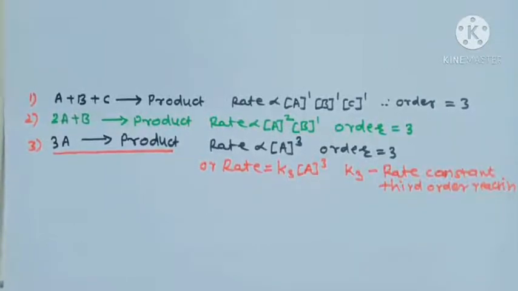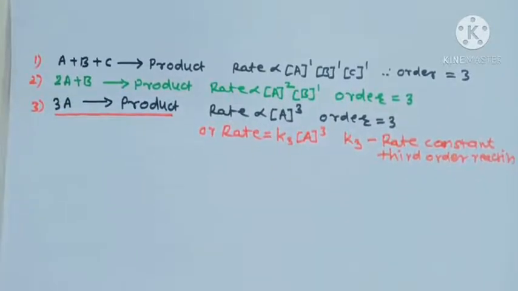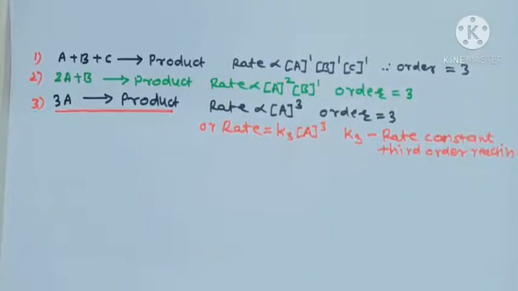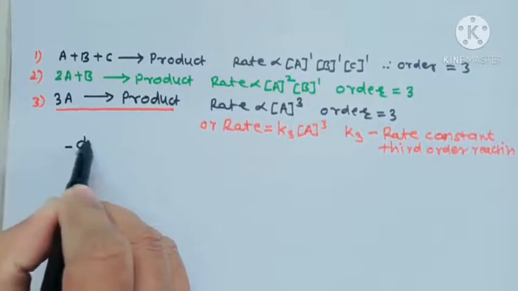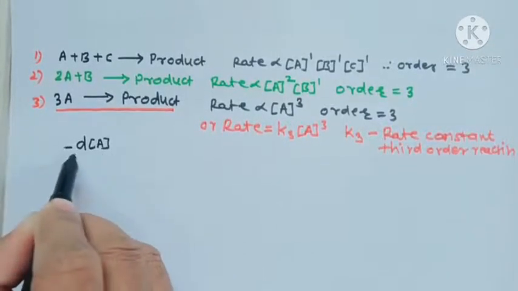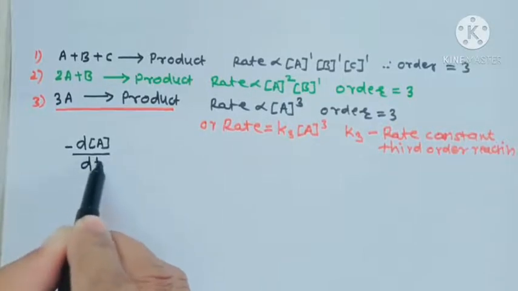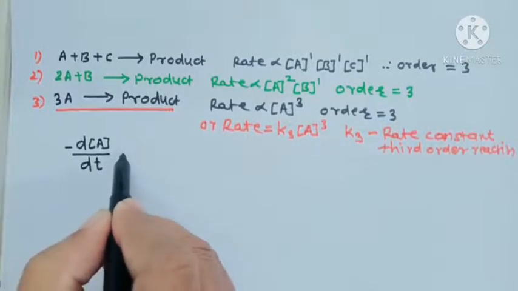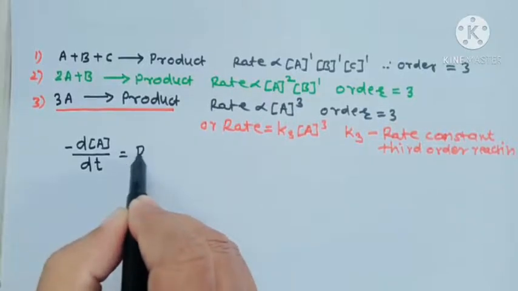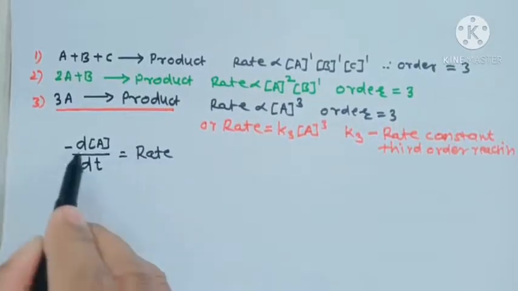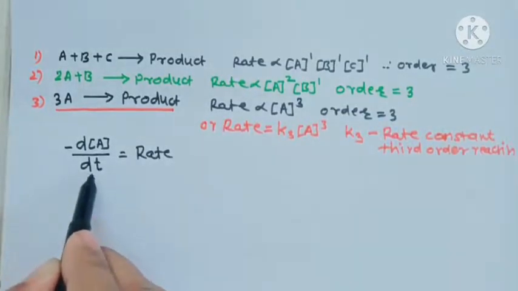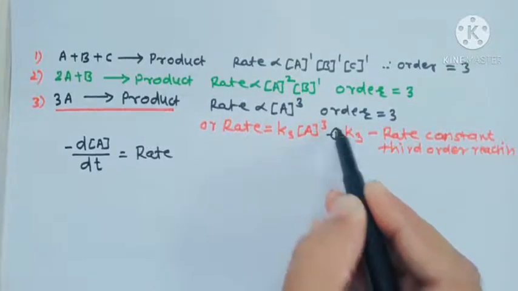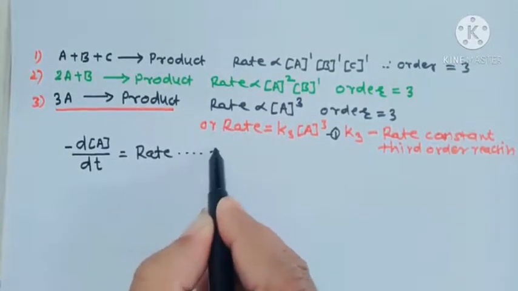By another way, you can define the rate of reaction. So what is it? Minus dA by dt is equal to the rate of reaction, the change of concentration of the reactant A with respect to time. So suppose this is equation 1 and this is equation 2.